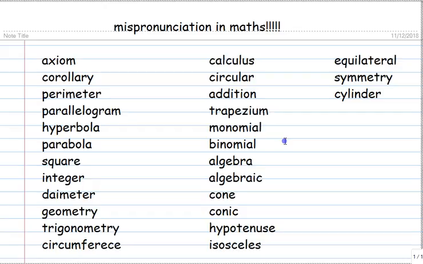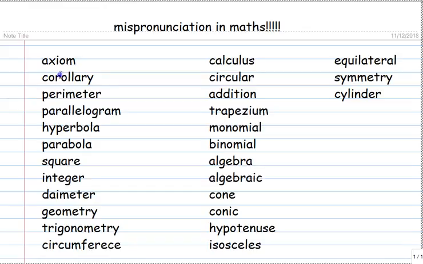Today we're going to talk about the words that are mispronounced in mathematics. So let's get started. The first word is axiom. Axiom is actually a principle that is believed to be true.